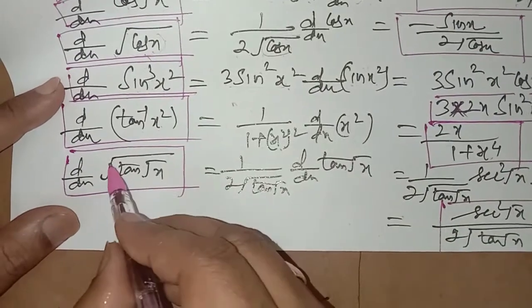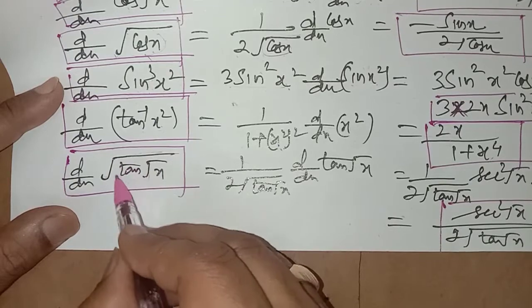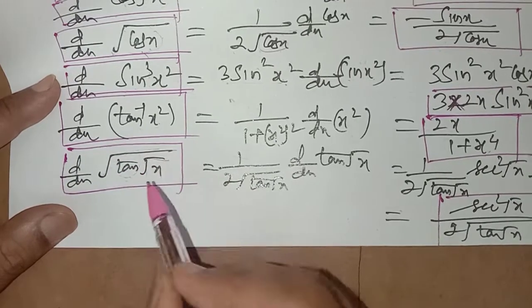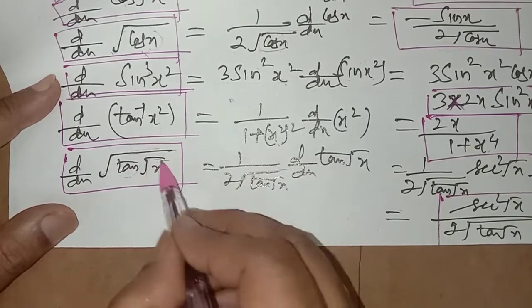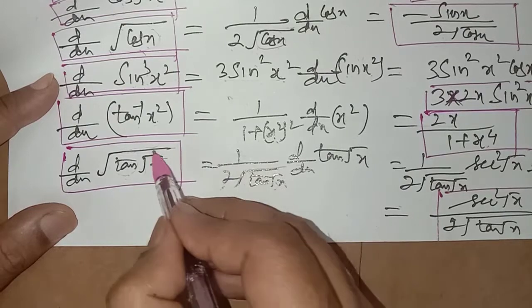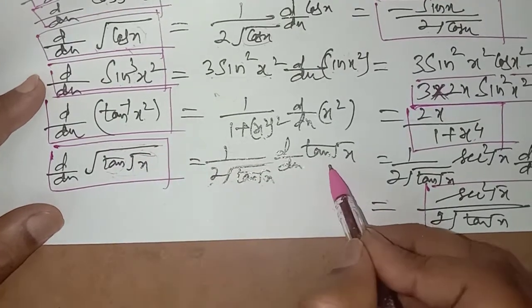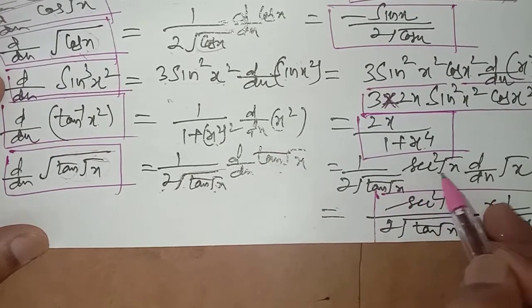Now again we have three functions: root, tan, root. First we differentiate this root, then tan, then this root x. What is the derivative of root? 1 upon 2 root x. So in place of x we have tan root x. Differentiate the power root: 1 upon 2 root tan root x. Now multiply with the derivative of tan root x. The derivative of tan is sec square root x, the root x remains as it is.